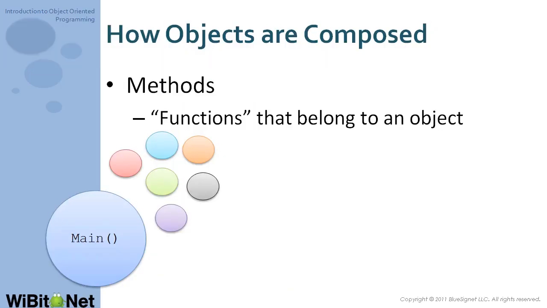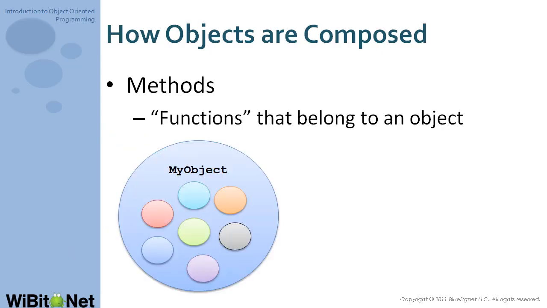In the modularity concept, the main function has functions, and these functions belong to the main function. Now, in the object-oriented model, the object contains functions, and the functions only belong to the object. So if there's a main class that doesn't own these functions, it has to go through the object or the object instance to get to these functions.